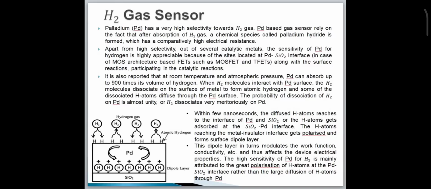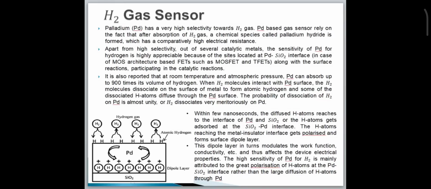the Pd metal surface, and most of the atoms diffuse into the Pd metal and reach the SiO2 surface and make Pd-SiO2, palladium hydride oxide, at the channel surface. Within a few nanoseconds, the diffused hydrogen atoms reach the interface of Pd and SiO2, or the hydrogen atoms get absorbed at the SiO2-Pd interface.